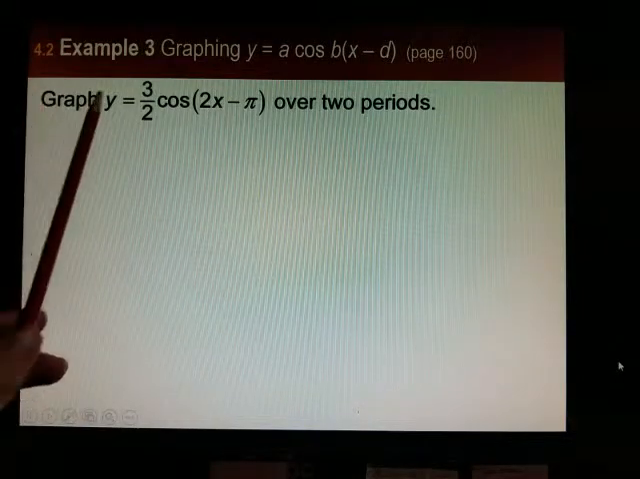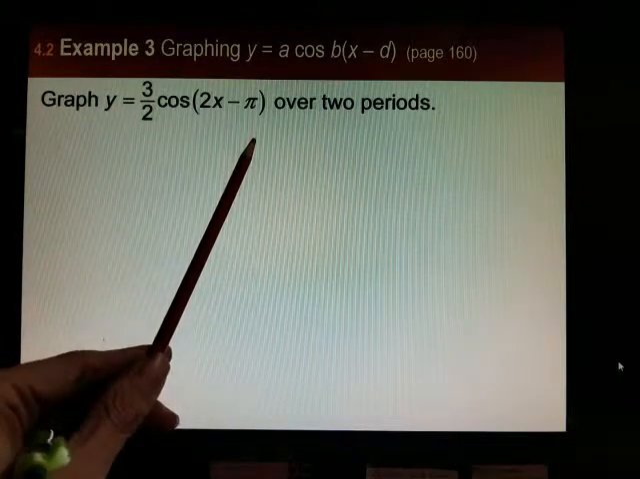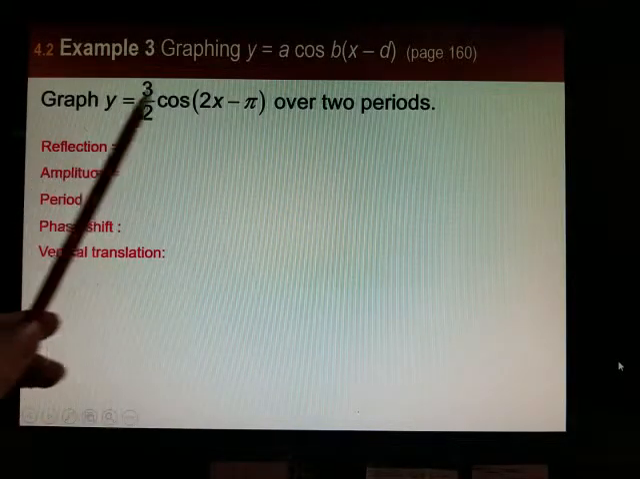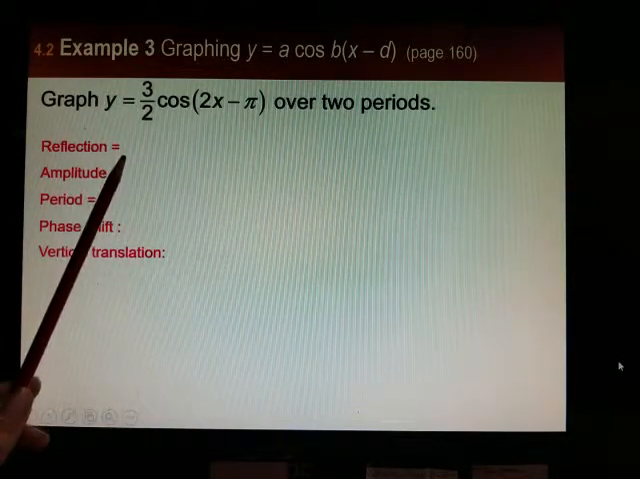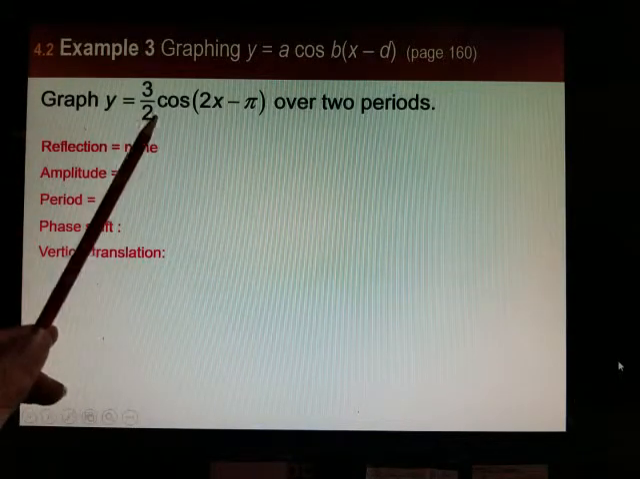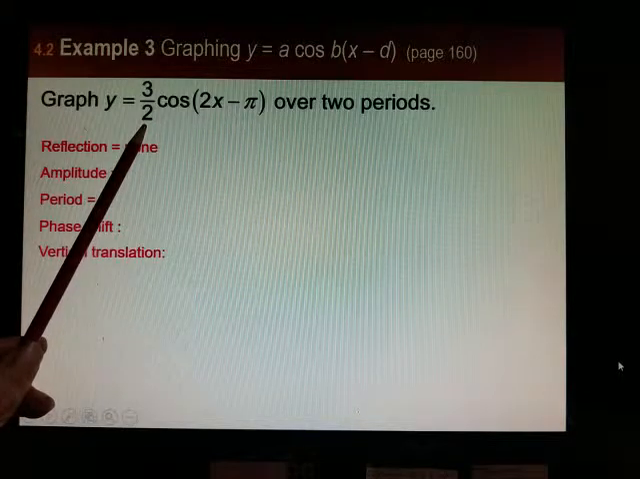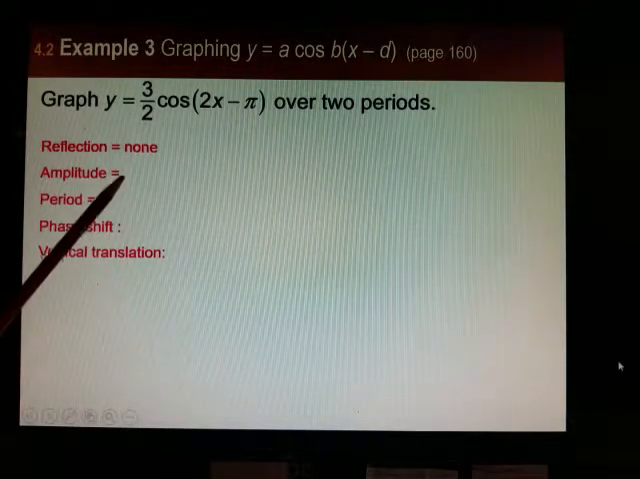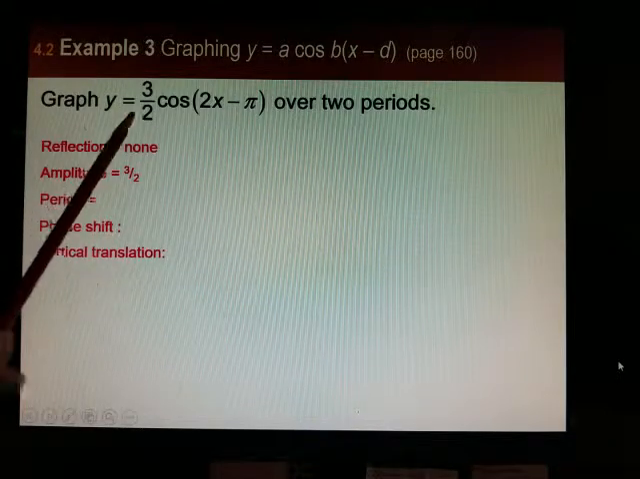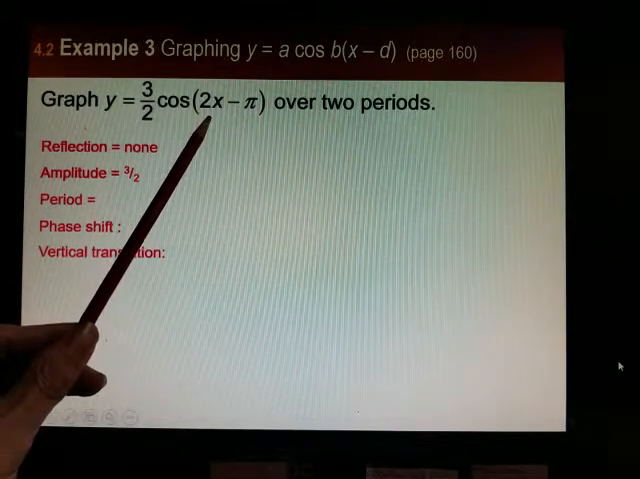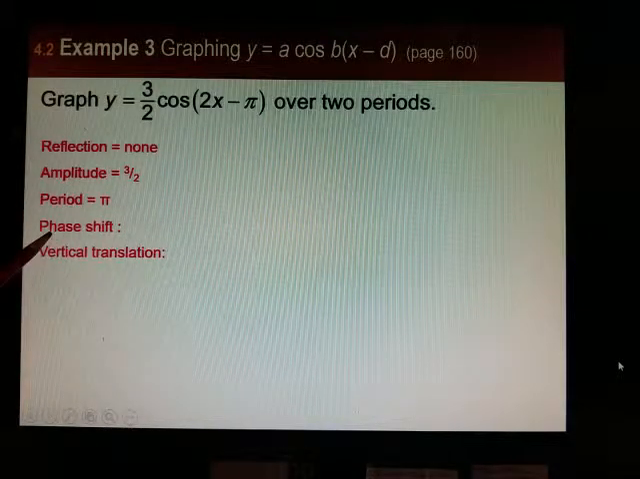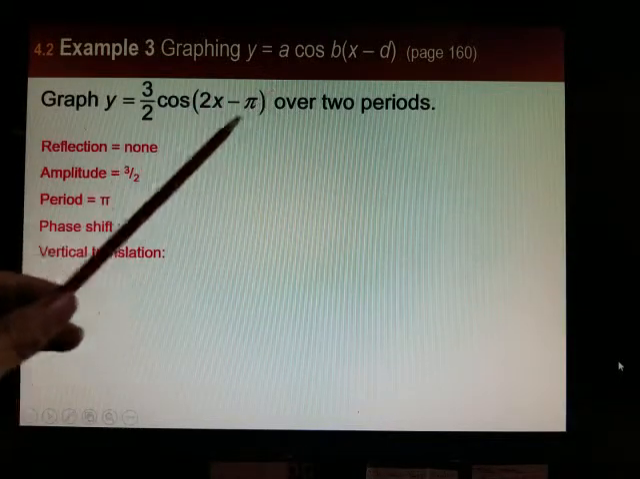All right, so y equals 3/2 cosine of 2x minus pi. So, reflection? Nope, there's not a negative there, none. Amplitude: the absolute value of the number in front of the word cosine or sine. So the absolute value of 3/2 would be 3/2. The period is going to be 2 pi divided by the coefficient of this x. So 2 pi divided by 2. That would be pi.